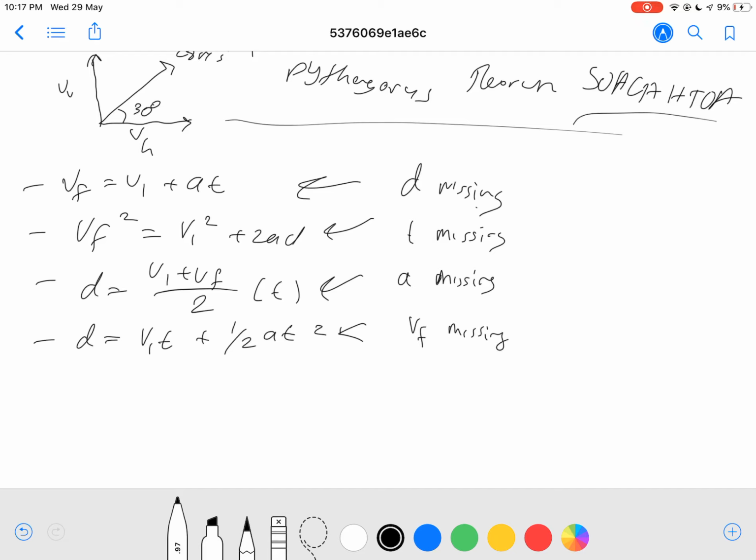So basically, if a question asks you to find a certain distance, you know that you have to use a formula that has distance in it. For example, you won't use the first equation, Vf equals Vi plus At, because there's no distance.